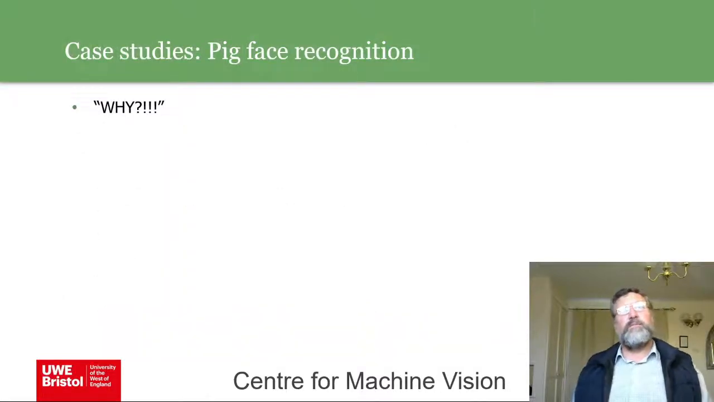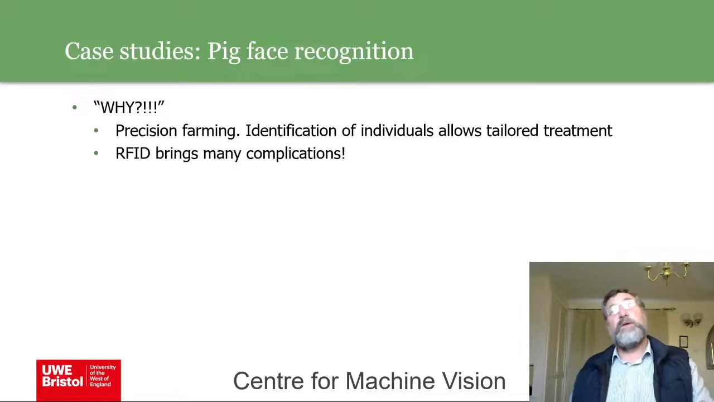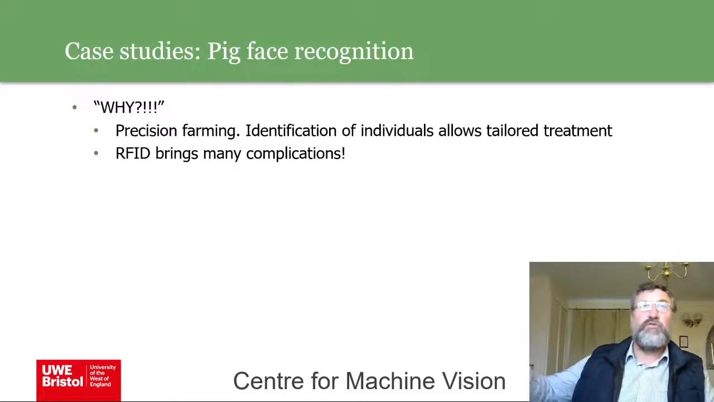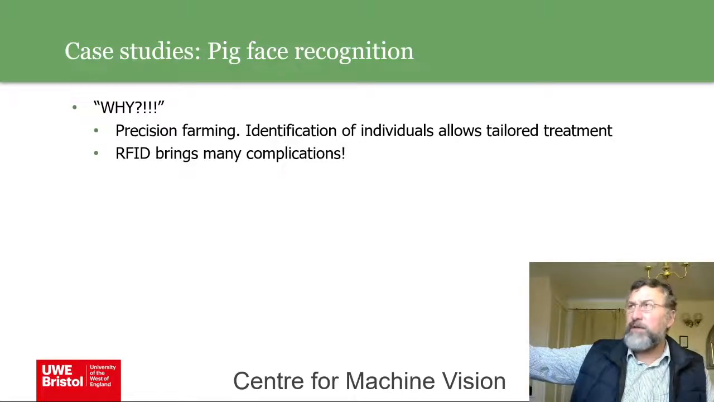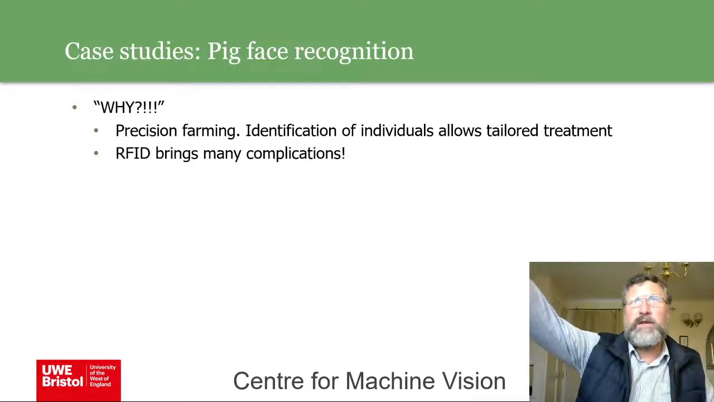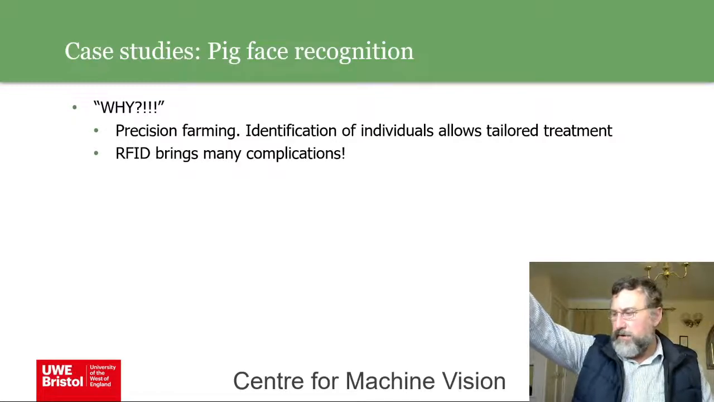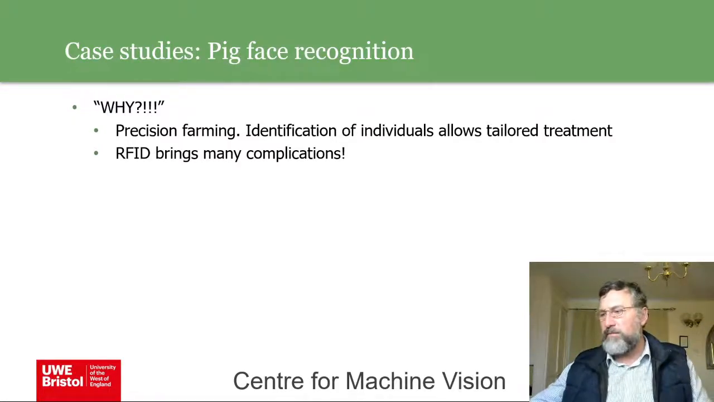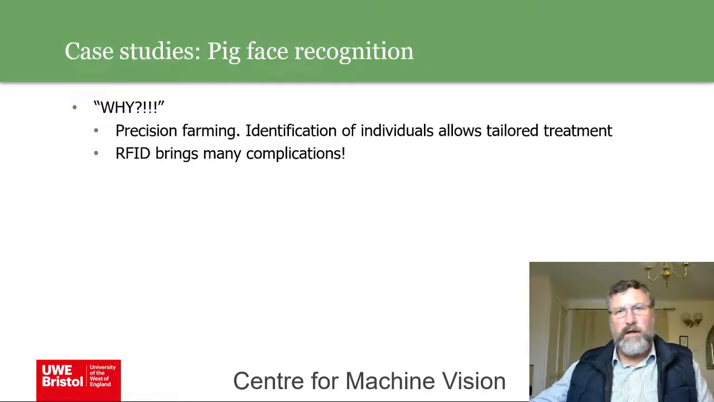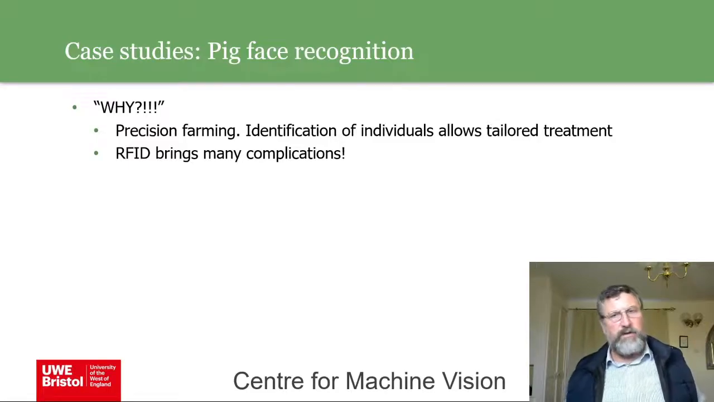And this is one that, as I say, Mark is working on. Why do you want to do pig recognition? This was precision farming: identification of individuals allows tailored treatment. RFID, radio frequency tagging, is a right pain, actually. There are many reasons why you don't want to use RFID tags, apart from being a bit cruel for the animals. It's a bit expensive having these RFID tags. And also, in the farmyard, you might think it wouldn't be a problem, but we experience a lot of problems with the radio frequency interfering with other systems on the farm. So you can do away with all that just by having face recognition with deep learning.